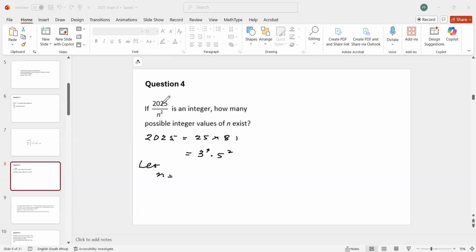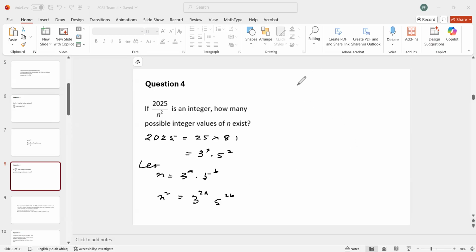Now we don't know what n is, but the prime factors of n will have to be the same as the prime factors of 2025, because n squared goes exactly into it. So let n be equal to 3 to the power of a times 5 to the power of b. n has no other factors, because it will have the same prime factors as 2025. So therefore n squared will be 3 to the power of 2a times 5 to the power of 2b. Squaring, you get 3 to the a times 3 to the a, which is 3 to the 2a.